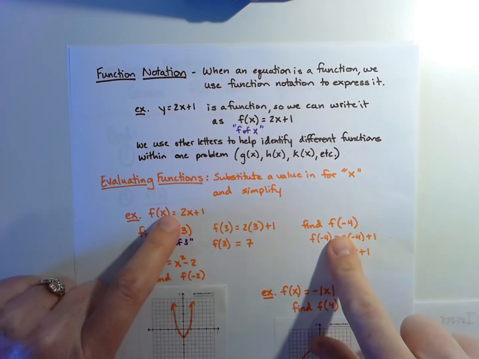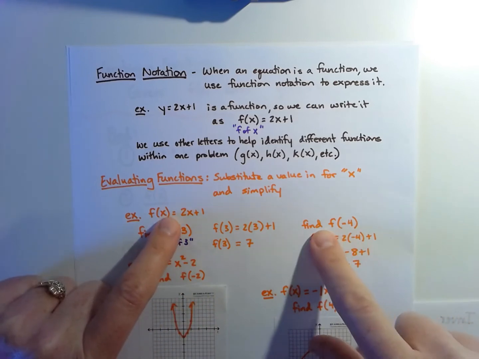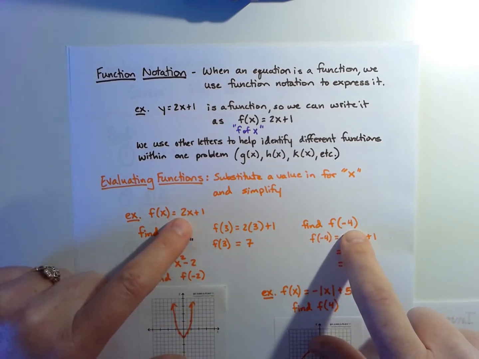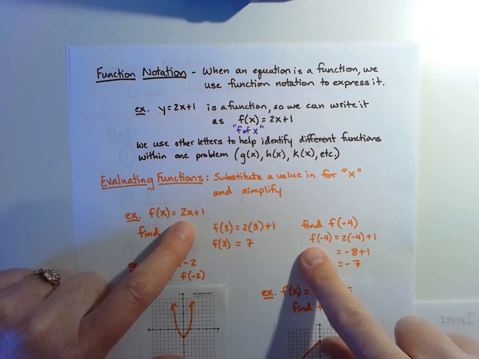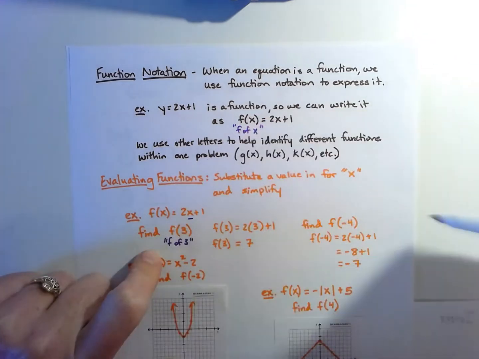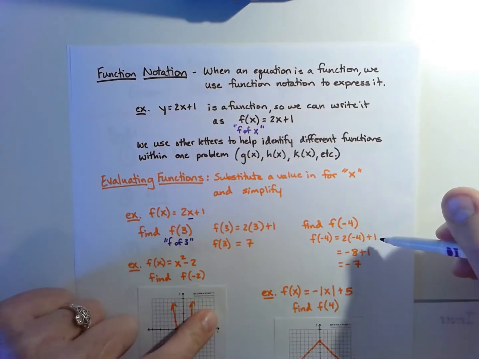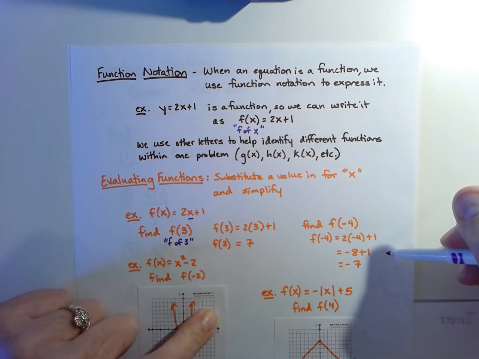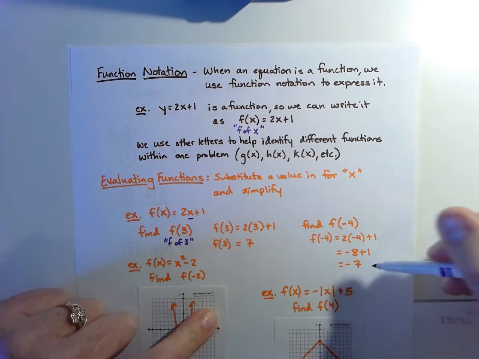For the same function, we could find f of any value. So f of -4 would be another example. If I find f of -4, I plug that in where the x was right here. So 2 times -4 plus 1 is equal to -8 plus 1, which is equal to -7.